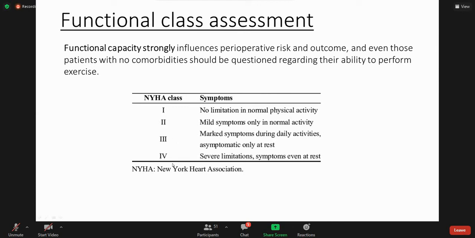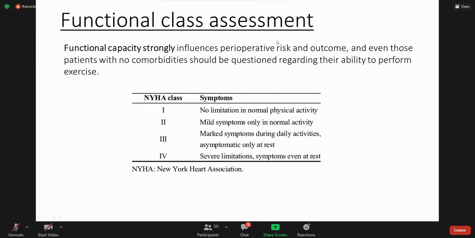And what about class 4? The patient will be having symptoms at rest. He'll say, doctor sahab, sitting here itself I get breathless. So you will get alert by this, and you will evaluate the patient according to her cardiac status and according to her respiratory status. So the New York Heart Association classification is used for the assessment of the functional class of the patient.